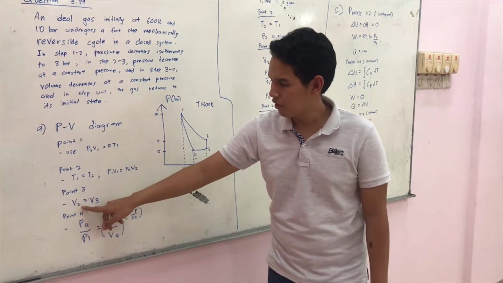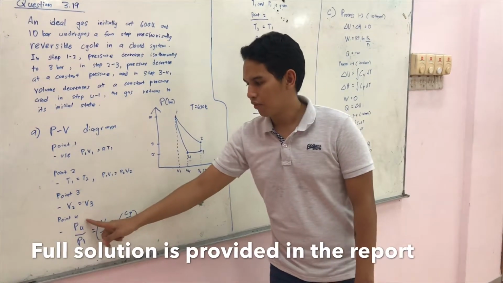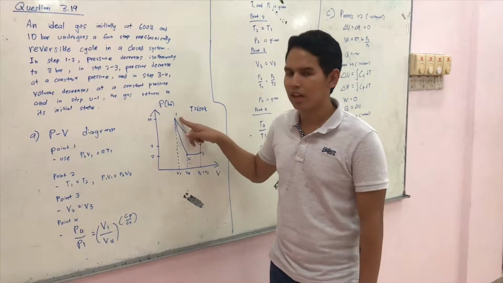For point 3, V2 equals V3, so it's an isochoric process. From point 4 to point 1, we use the adiabatic relation. So this is an adiabatic process.